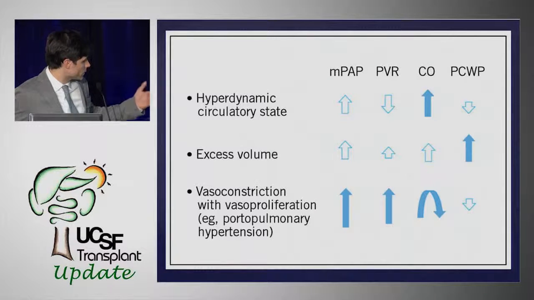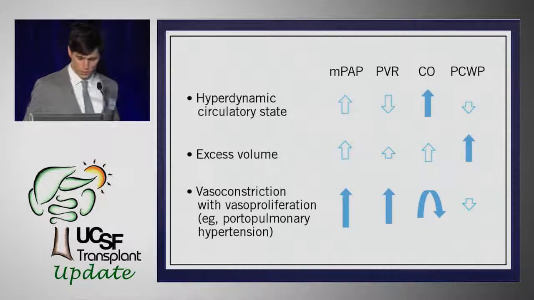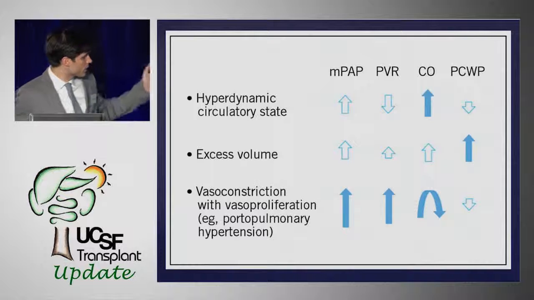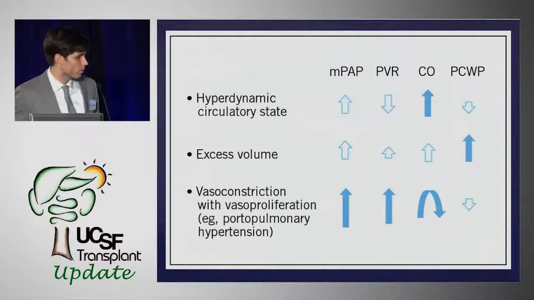The last one, vasoconstriction and proliferation and thickening, is what we see in portopulmonary. And you see the PA pressures are very high, the PVR is very high. Cardiac output we'll get to in a second, and the wedge pressure is normal or low. So this is how we sort of think through why a patient with advanced liver disease may have pulmonary hypertension.